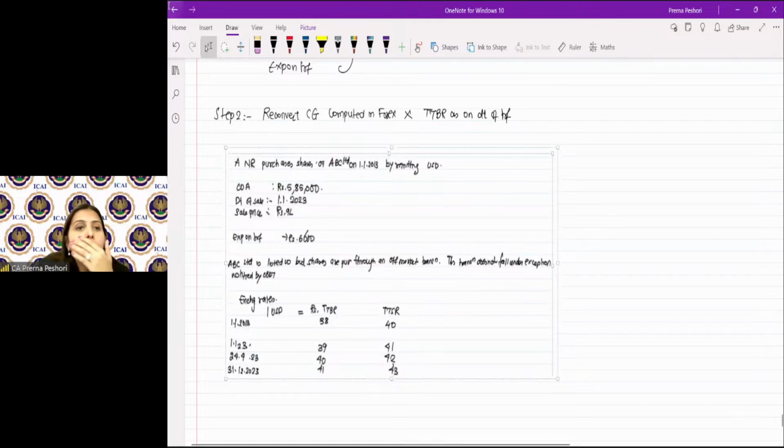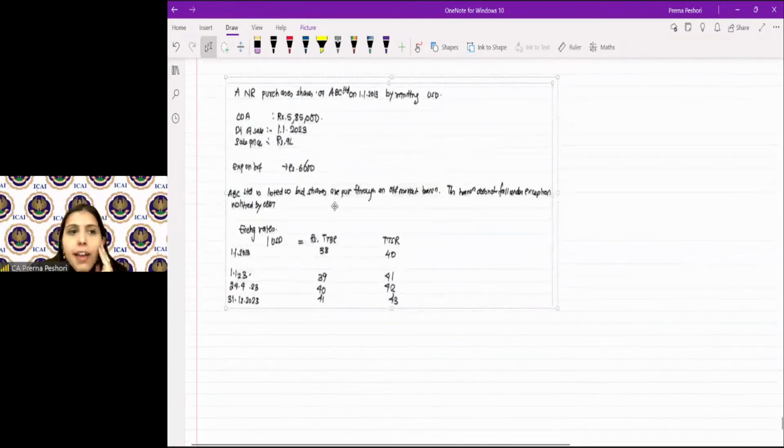So NR purchases shares of ABC Limited on 1/1/2013 by remitting the USD. Cost of acquisition is 5 lakh 85,000. Date of sale is 1/1/2023. Sale price is 9 lakh. Expense on transfer is 6,600. Now, ABC Limited is a listed company, but shares are purchased through an off-market transaction. This transaction does not fall under the exception notified by CBDT. And the exchange rates are given of the TTBR and TTSR.